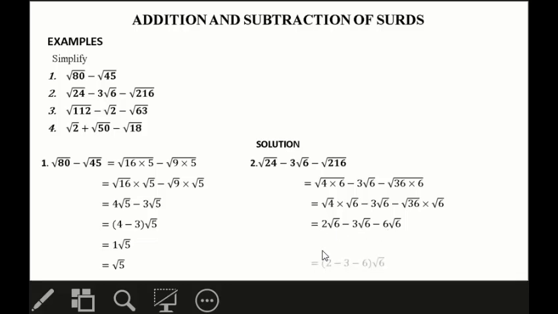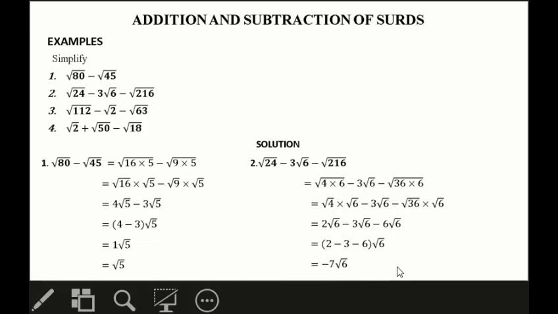Over here, we are going to get 2, which is the first coefficient, minus the coefficient of the second expression, which is 3, minus the coefficient of the third expression, which is 6. We put them all in one bracket. Then we multiply it by the surd, that is the like surd, which is root of 6. So over here, you have 2 minus 3 minus 6, and that will give us negative 7 root of what? 6. Good.